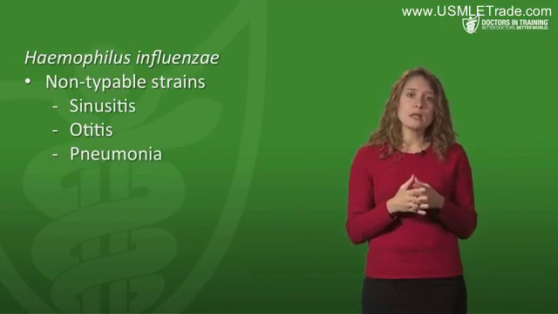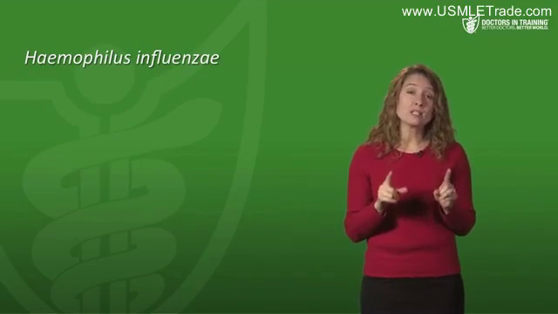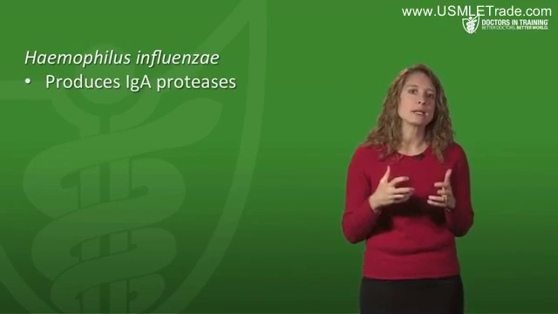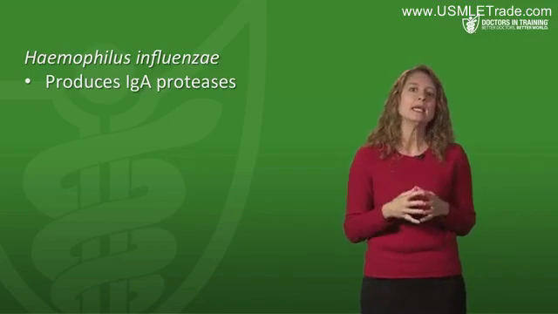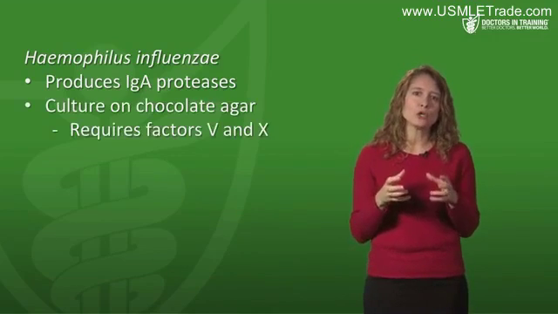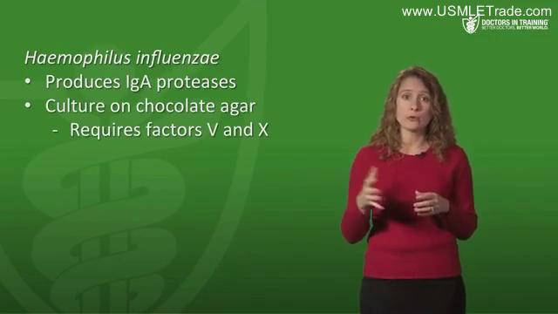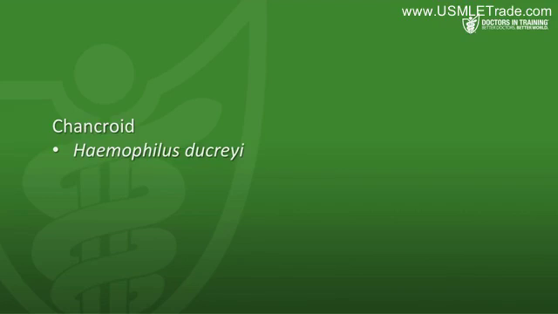These strains cause a lot of sinusitis, otitis, and pneumonia. A couple more things to remember about H. flu. It produces an IgA protease, which can probably help it to cause those mucosal diseases that we see. Now, if you want to culture this, you have to culture it on chocolate agar, and it requires factors 5 and 10 for growth. One other Haemophilus species is Haemophilus ducreyi, which causes the sexually transmitted disease chancroid.